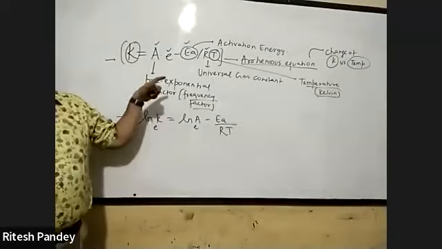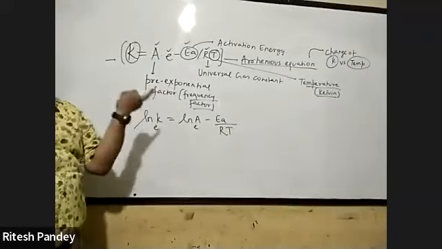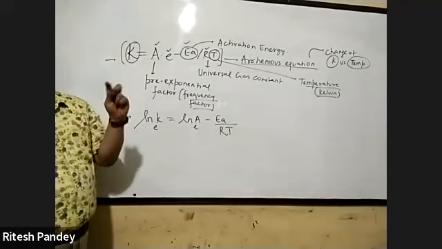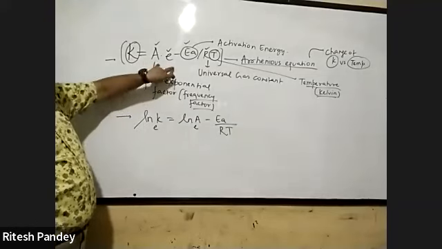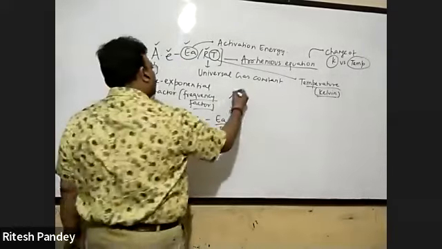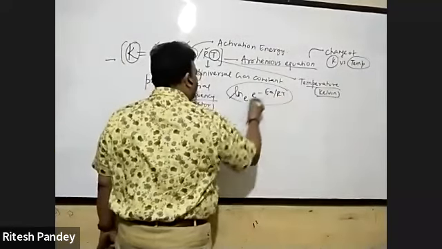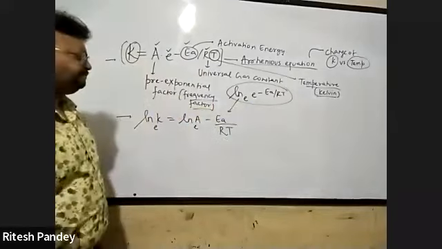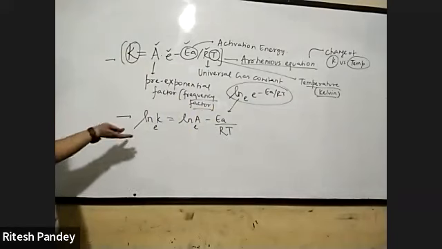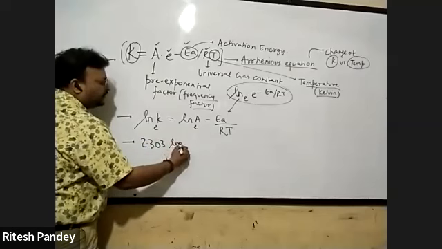So you understand log of a to the power x to the base a would be x only? Yes or no? I hope you're understanding me. Log of AB is log A plus log B, and naturally log to the base E of e to the power minus Ea by RT would be the same as minus Ea by RT. Yes, you also know when you have to convert natural logarithm to common logarithm, there is a multiplication factor of 2.303.